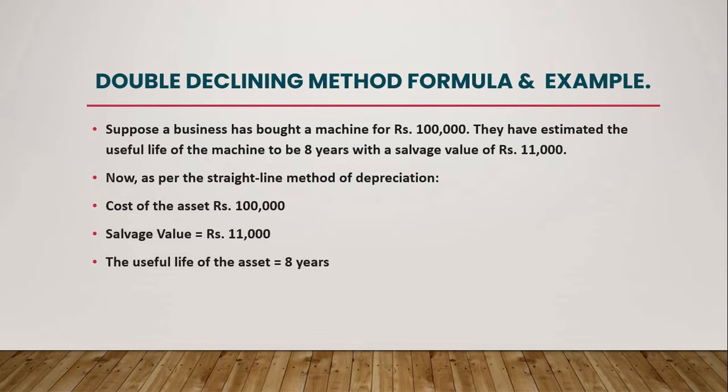Suppose a business has bought a machine for rupees 1 lakh. They have estimated the useful life of the machine to be 8 years with a salvage value of rupees 11,000. Now, the cost of the asset is rupees 1 lakh, salvage value rupees 11,000, and the useful life of the asset is 8 years.